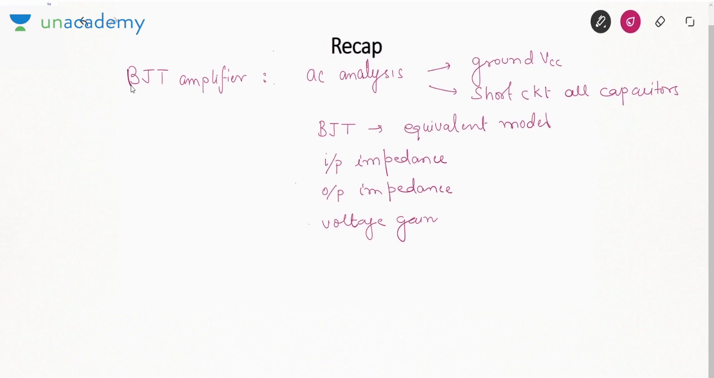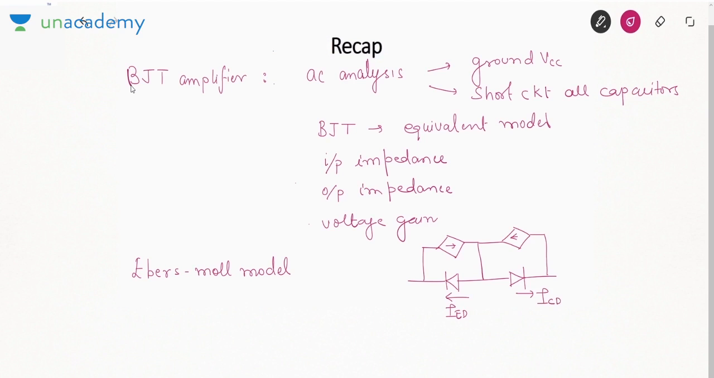Other than that, I introduced to you one model of BJT, which is Ebers-Moll model. In an NPN transistor, BJT is modeled as 2 diodes. This is your IED, this is ICD. This is alpha F IED, alpha R ICD. This is IE, IB, and IC. I told you the advantage of this model is it is valid for all operating regions of BJT, but the main disadvantage is it is a large signal model and it is non-linear, so it is not generally used.